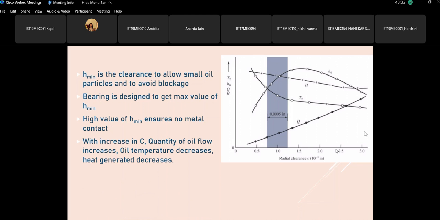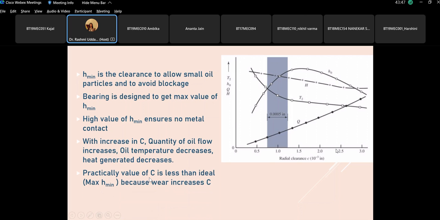So as is obvious from the graph, as you go on increasing the radial clearance, the quantity of oil flow is increasing, the temperature of the oil is decreasing, and the amount of heat generated, H, is also decreasing. And practically the value of C is kept less than ideal because wear increases. So here you see that, say for some value 1.5, H is maximum.